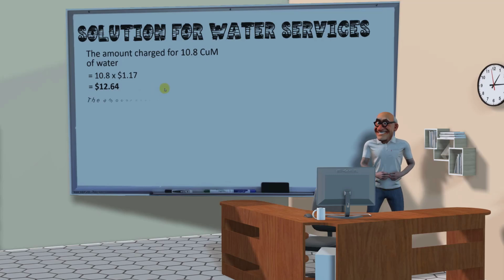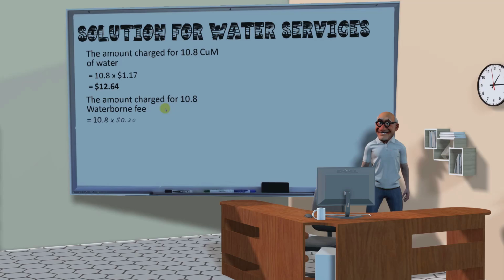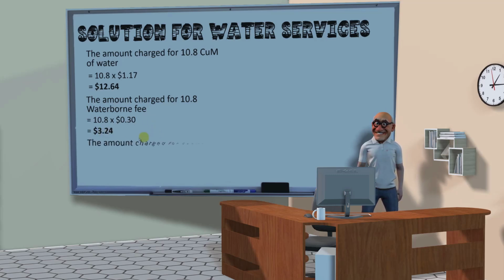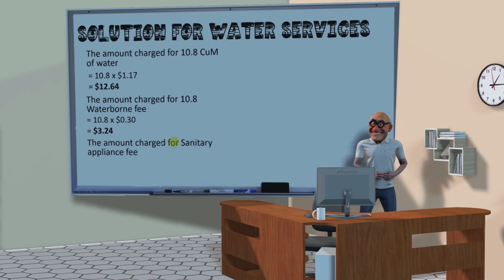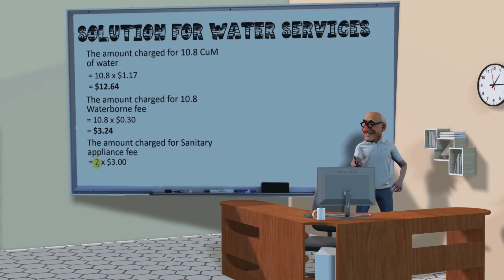Now of course, the amount charged for the water-borne fee, we've used a total of 10.8 cubic meters. The fee is 30 cents per cubic meter, and if we multiply it out, we'll be getting $3.24. And of course, the amount charged for the sanitary appliance fee, we've only got two here, and the unit price is of course 3. That'll give us then a total of $6.